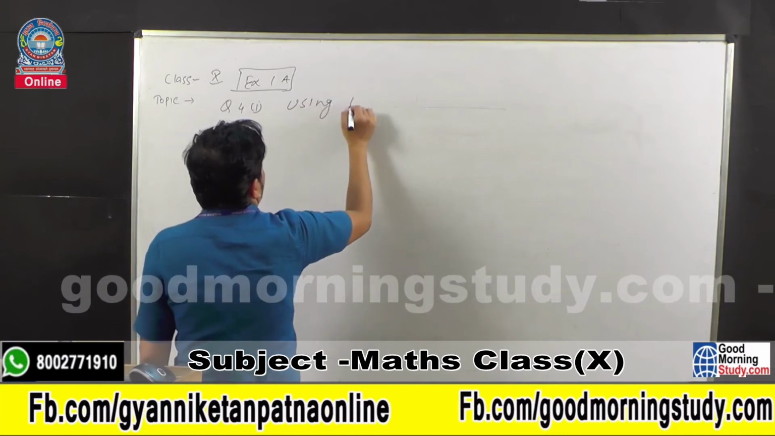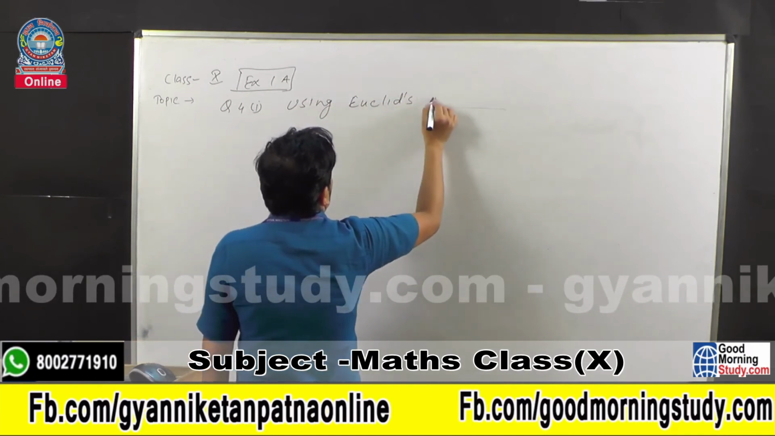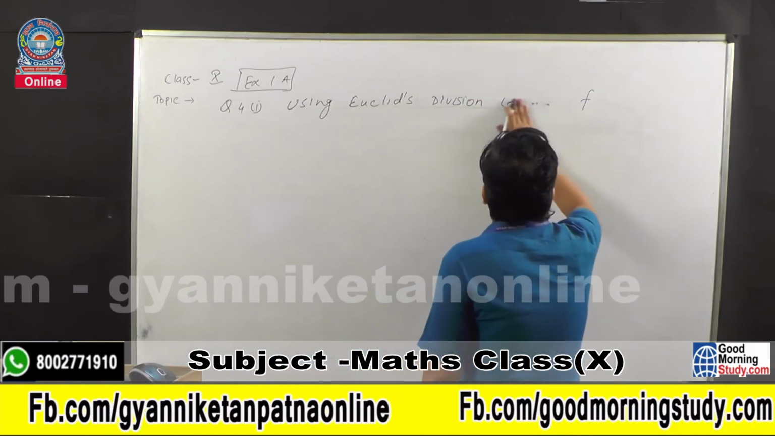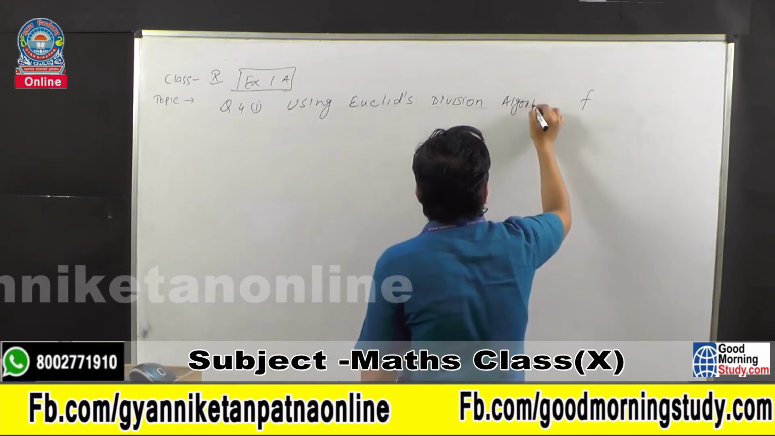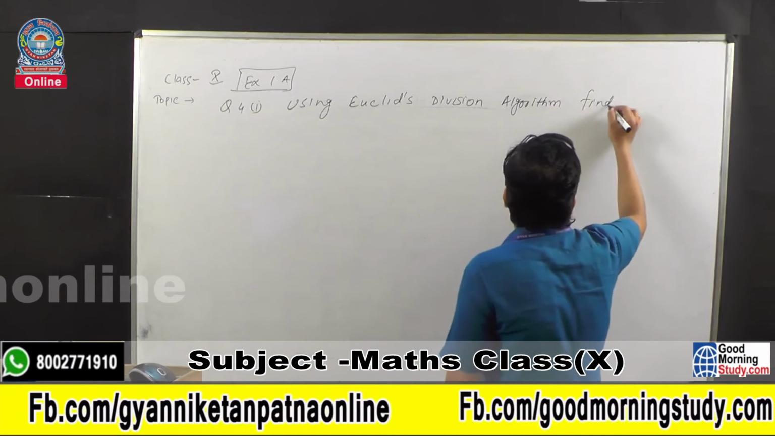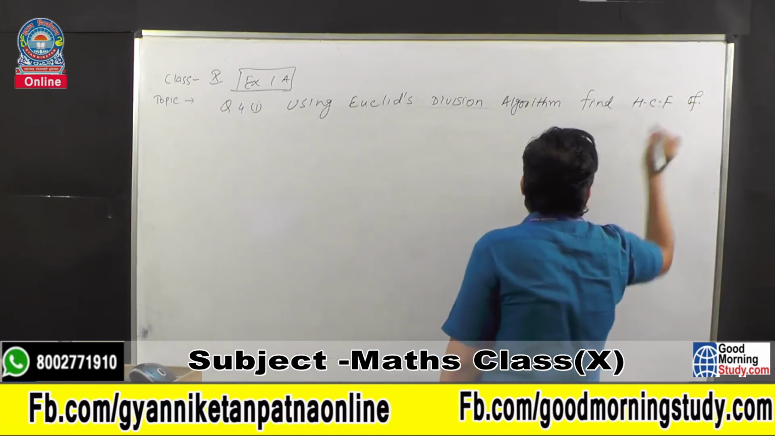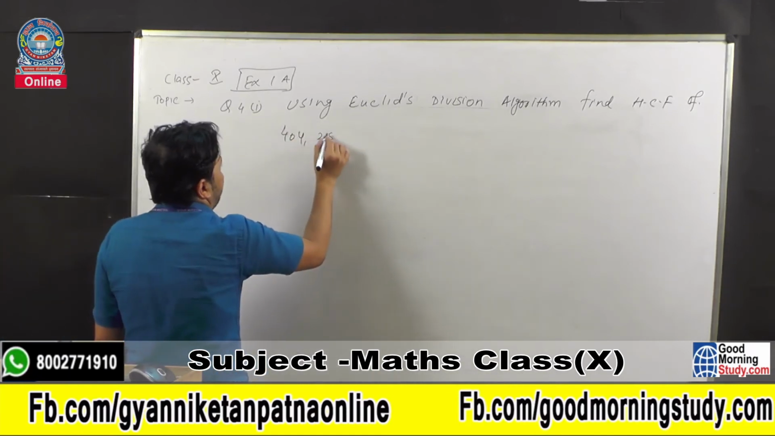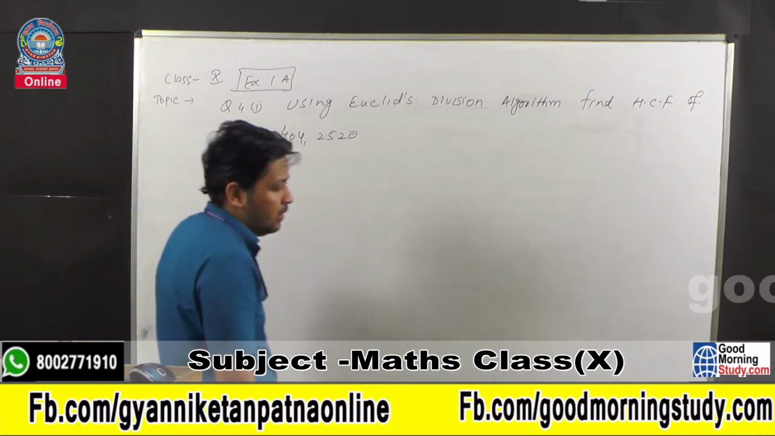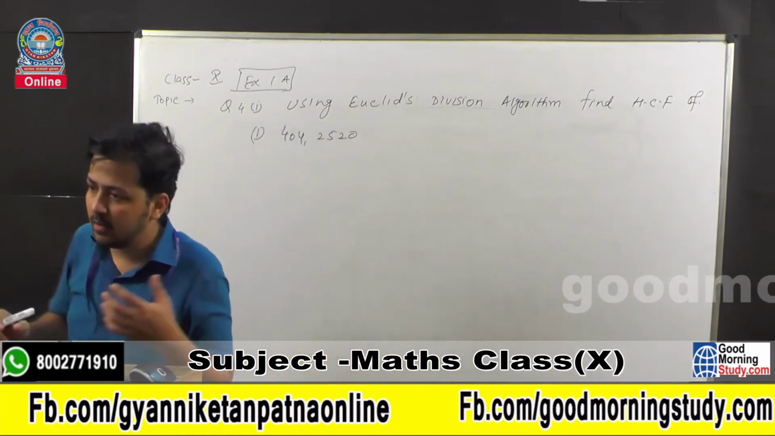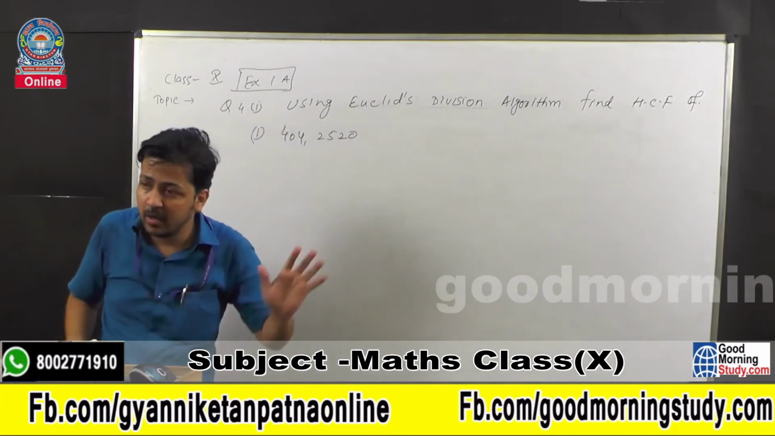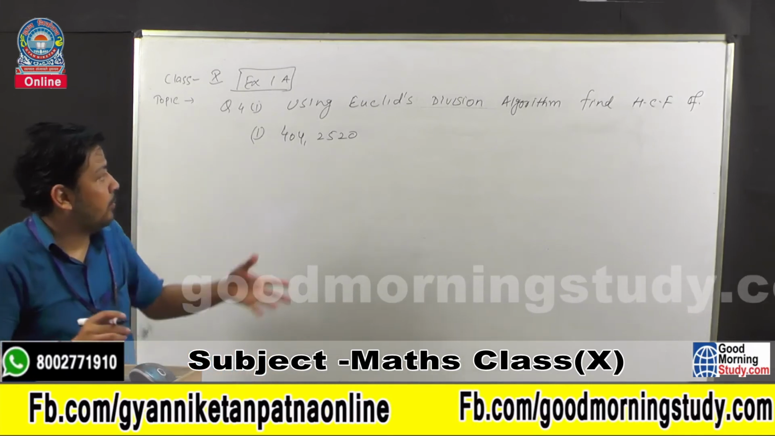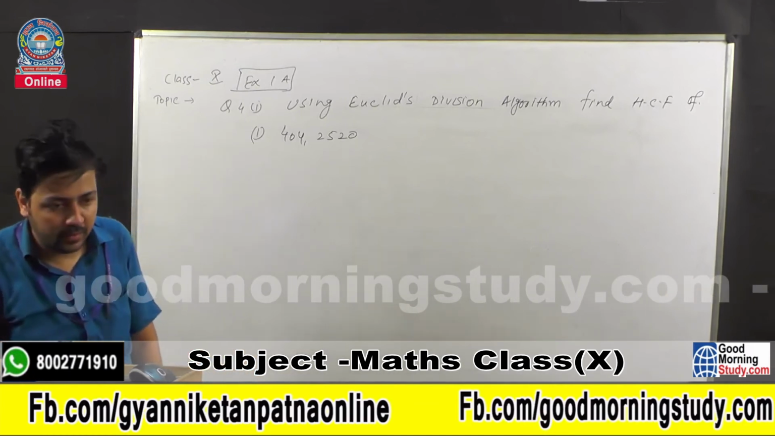Using Euclid division algorithm, find HCF of 404 and 2520. Why I have taken this question? Because in some cases this question has been asked by the board and it is important. That's why I have taken this, for finding the HCF by using Euclid division algorithm.